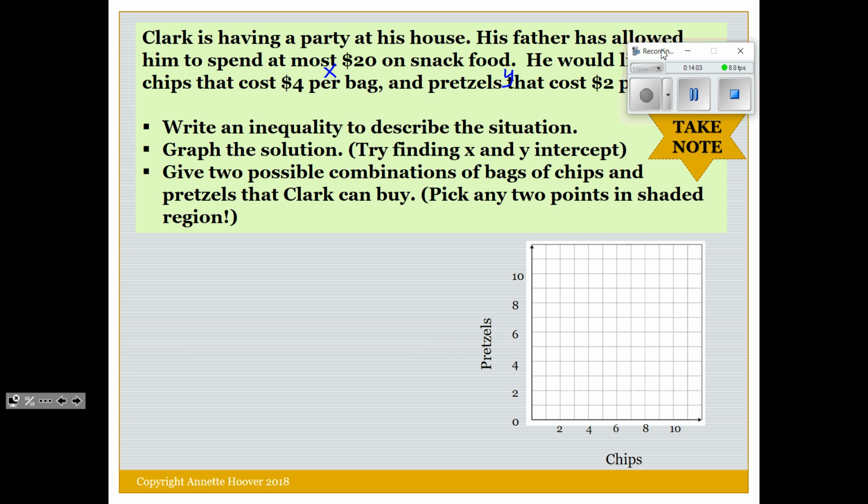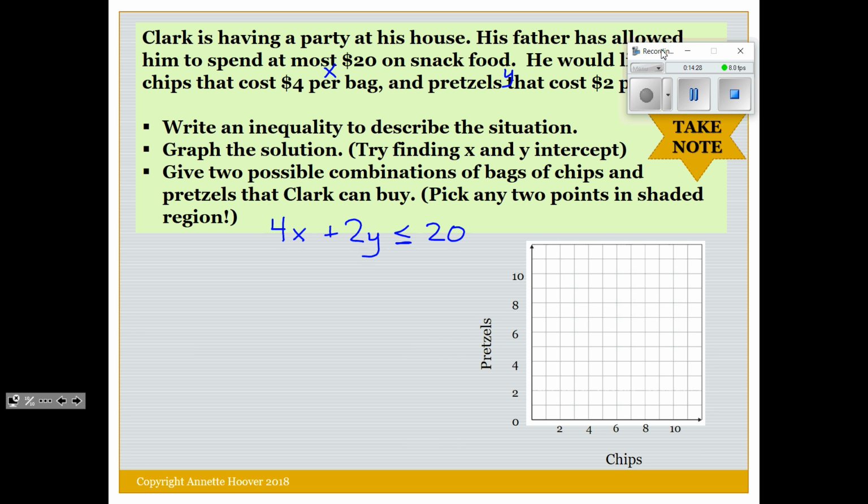What would our equation be? $4 for chips. That's 4 times the number of chips. And $2 for pretzels, so that's 2 times the number of pretzels, at most $20. So $20 is the most he can spend, so that's the greatest he can spend. Or he could spend exactly $20, so it could be equal to as well.